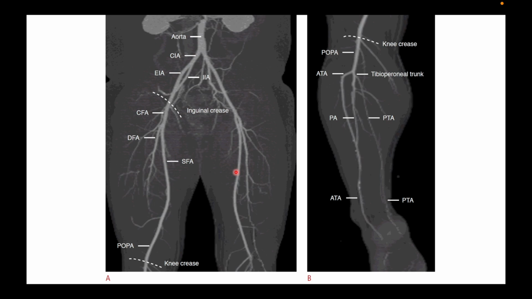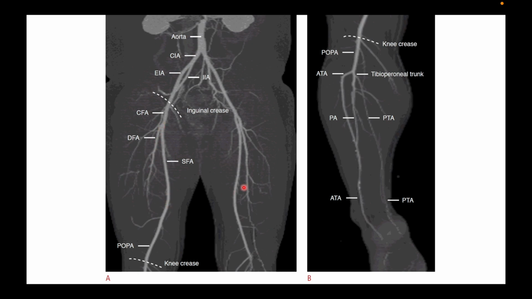So coming to the anatomy in the lower limbs, you can see this is the aorta. Aorta divides into both common iliac arteries, right and left. Common iliac artery in turn divides into external iliac artery and the internal iliac artery. External iliac artery then goes on and becomes the common femoral artery. And then common femoral artery divides into a superficial femoral artery and a deep femoral artery, or profunda femoris.